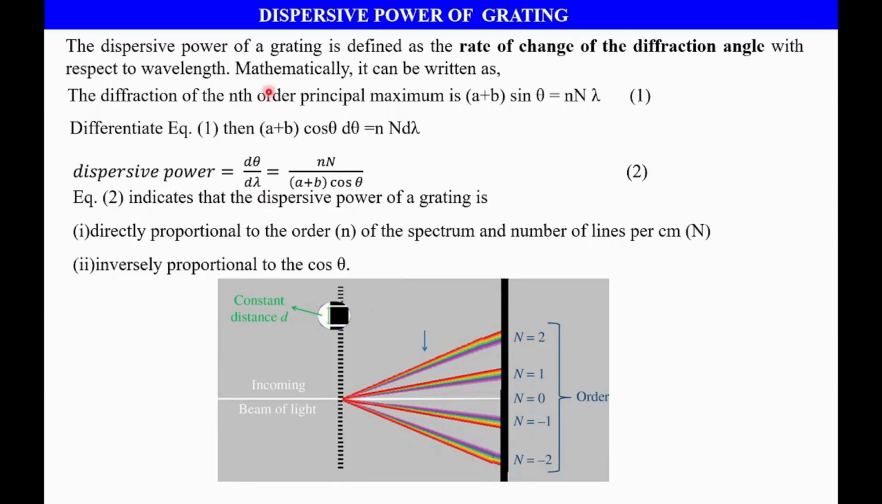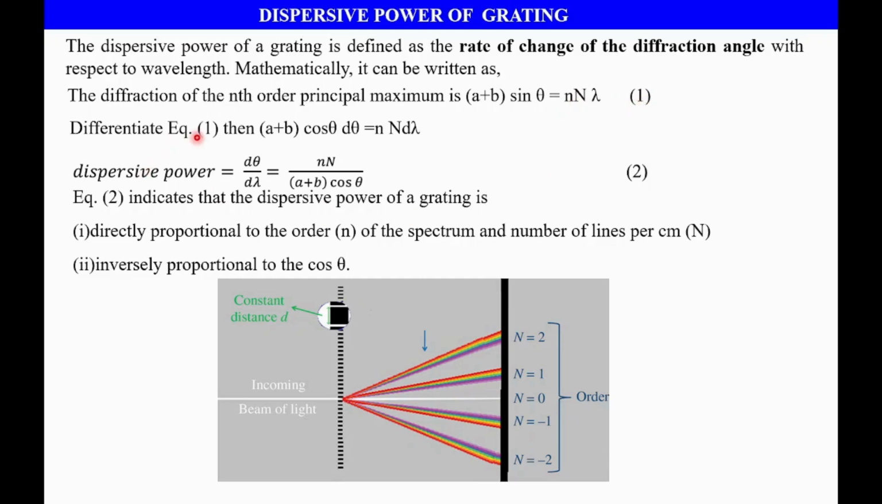Now we will see the dispersive power of the grating. The dispersive power of a grating is defined as the rate of change of diffraction angle with respect to the wavelength of the incident light. Mathematically, the diffraction of the nth order principal maximum is given by (a plus b) sin theta is equal to n lambda, where n is the order. Let us say this is equation number 1.